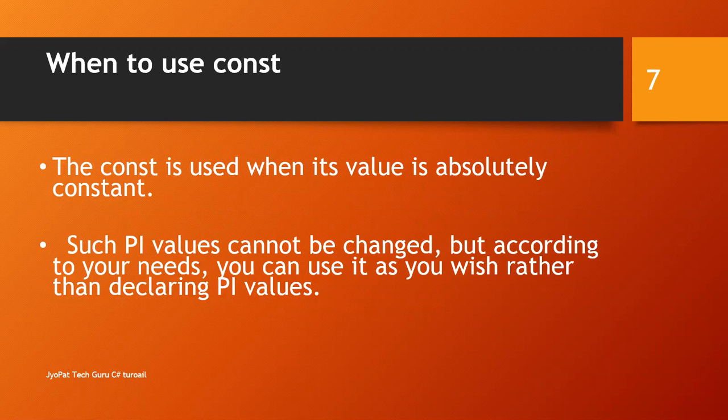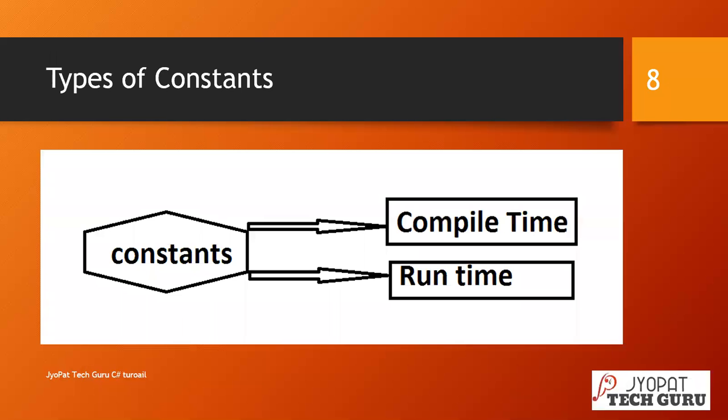So when to use the constant? The constant is used when its value is absolutely constant, such as pi values. Suppose you are having pi r square or any mathematical operations within the program. So pi is a constant, 3.142, something like this. You can store it, which cannot be changed every now and then throughout the program. But according to your needs, you can use it as you wish rather than declaring pi values. So as per requirement, you can declare it, and as per your requirement, you can keep on changing the value.